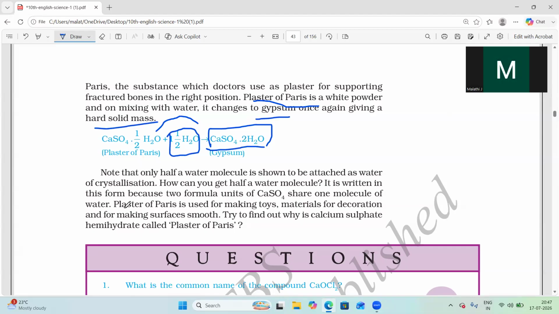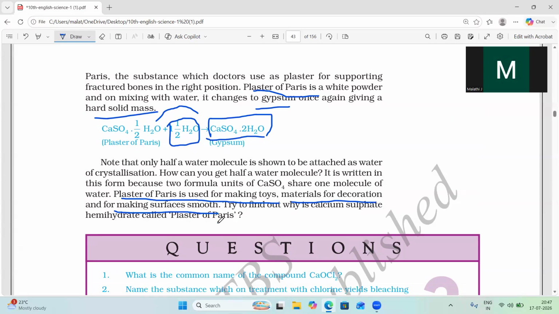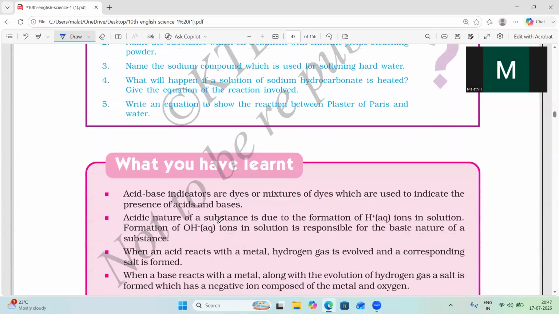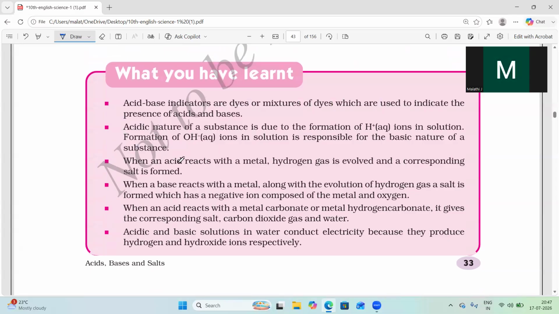Now, what are the uses of plaster of Paris? Plaster of Paris is used for making toy materials, decorating homes, and making surfaces smooth. So try to find out why calcium sulfate hemihydrate is called plaster of Paris. We will give answers for all these questions in the next class. You should concentrate on questions and answers. It is very important for your examination.